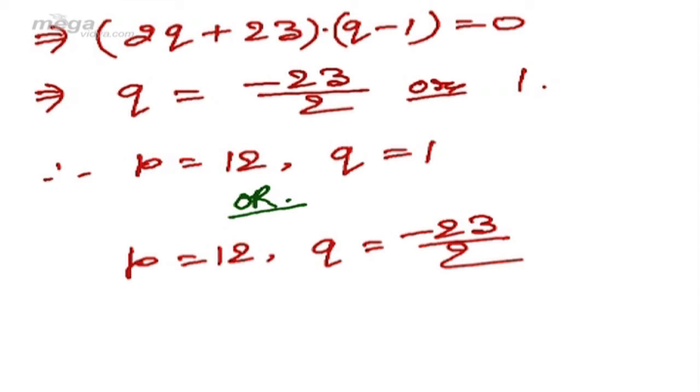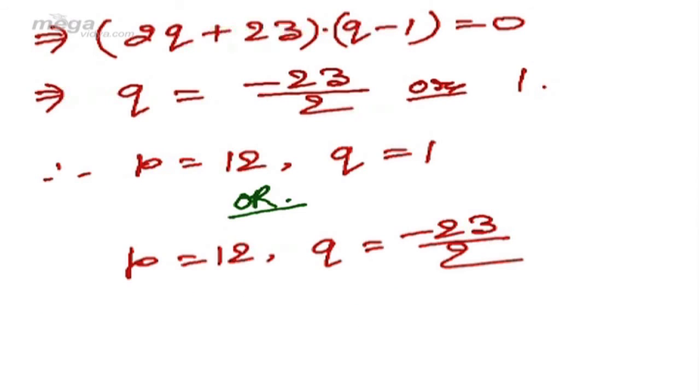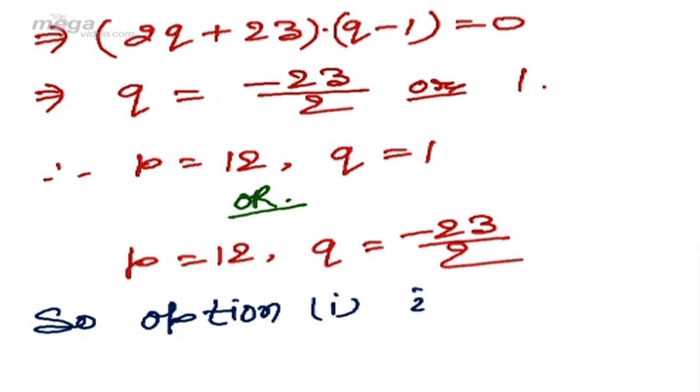From the given options, now we will see which option is the correct option. You can see here the first option, p is equal to 12 and q is equal to 1, is the correct option. And I told you at the beginning of the question that the answer is the first option, because we got p equal to 12 and there is no other option which includes p equal to 12. So option first is the correct option, which is this one.